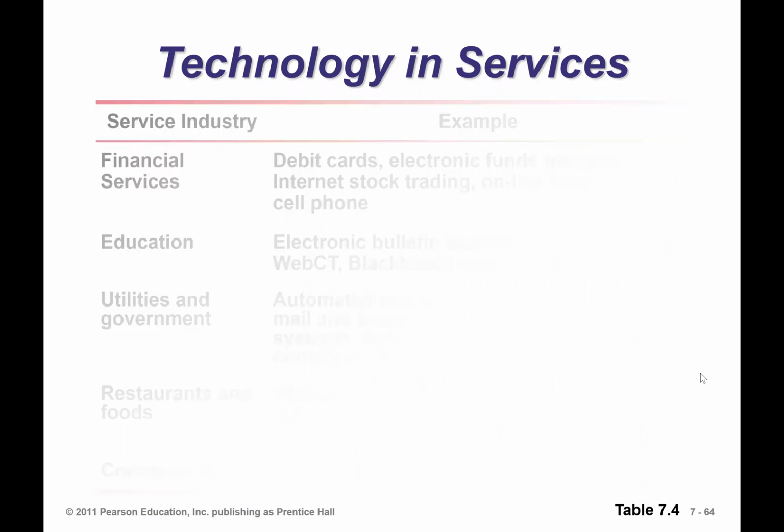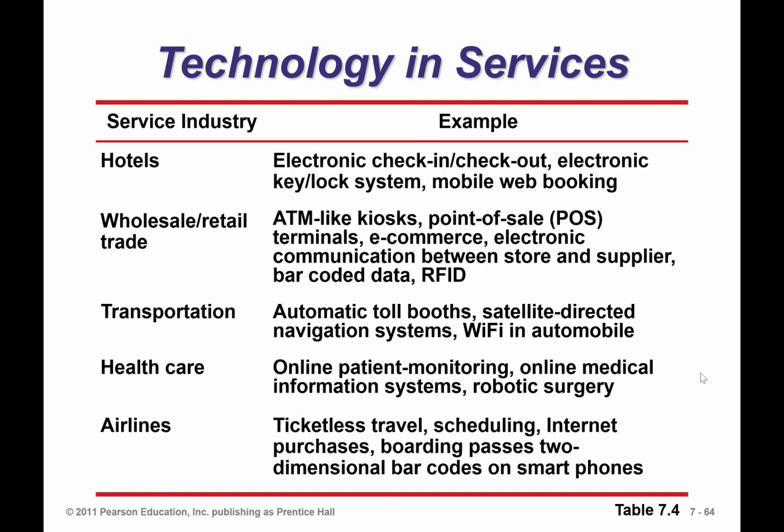We're looking at technology in service because earlier we looked at technology in production, right? We're looking at it in the service industry now. So in hotels, you have electronic check-in and check-out, electronic key lock systems for your door, mobile web booking, and so on and so on. I mean, it goes on and on and on, which you can see. All right.